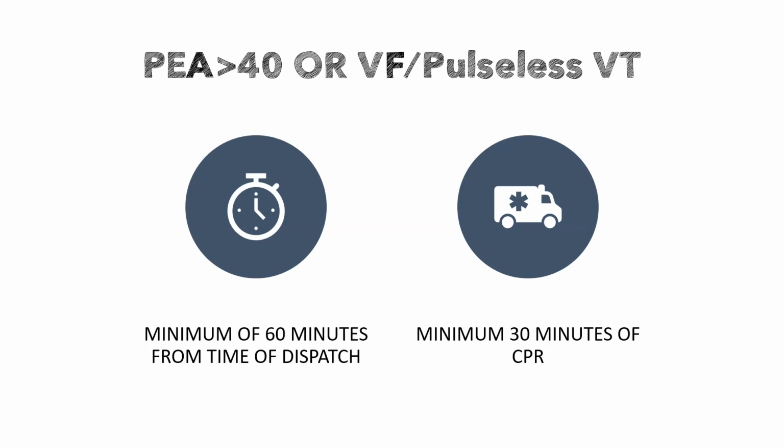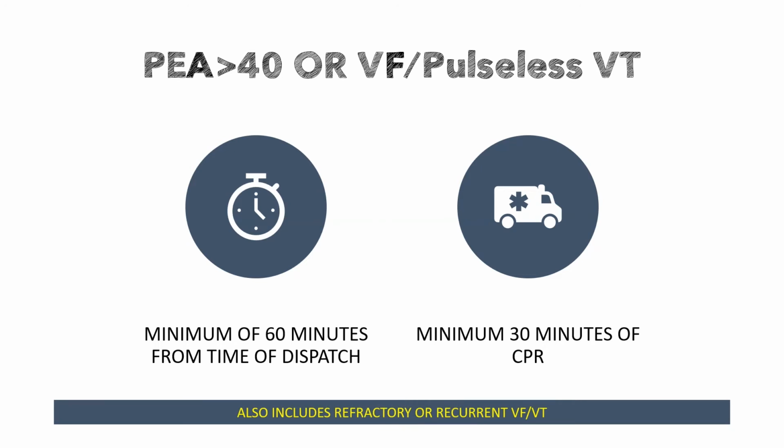So I don't think that we'll ever have to use the minimum of 30 minutes of CPR, because technically if you work them a minimum of 60 minutes from the time of dispatch, you should have been providing at least 30 minutes of CPR. But there might be occasions, possibly, where it was dispatched and for some reason it took you more than 30 minutes to get there. If that's the case, then you're going to have to go past 60 minutes to provide a minimum of 30 minutes of CPR. Now, this includes refractory or recurrent VFib.